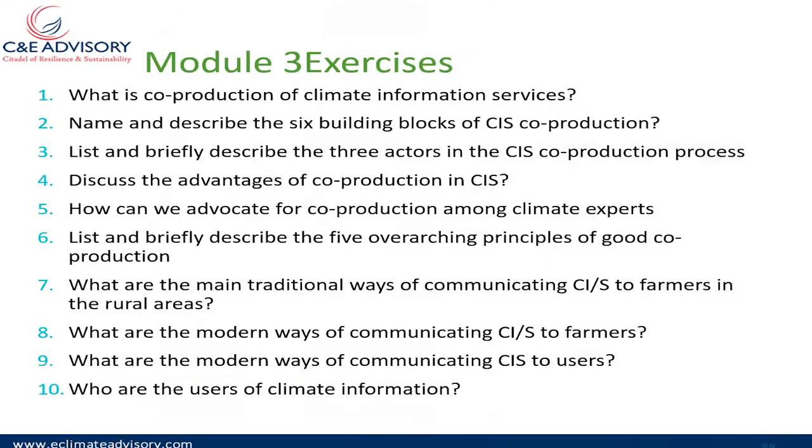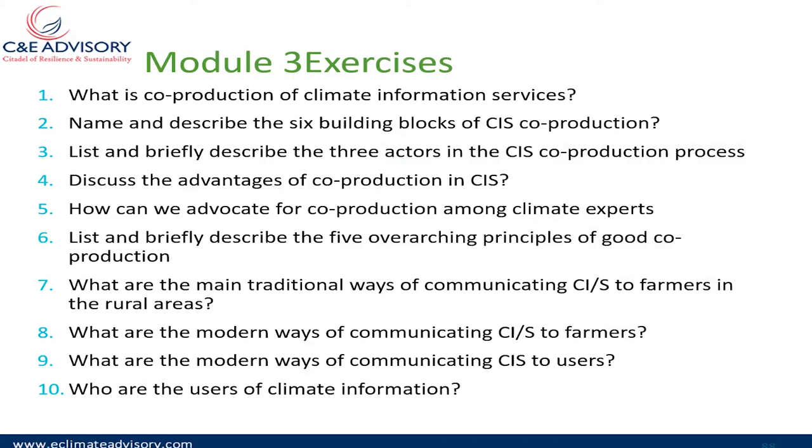So that brings us to the end of the discussion, and we have 20 questions for this module. The first question is, what is scope reduction of climate information services? The second is, name and describe the 6 building blocks of climate information service co-production. Number 3 is, list and briefly describe the 3 actors in the CIS co-production process. Number 4 is, discuss the advantages of co-production in CIS. Number 5 is, how can you advocate for co-production among climate experts?